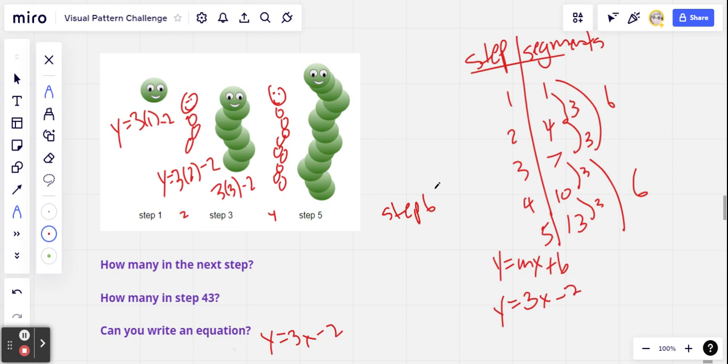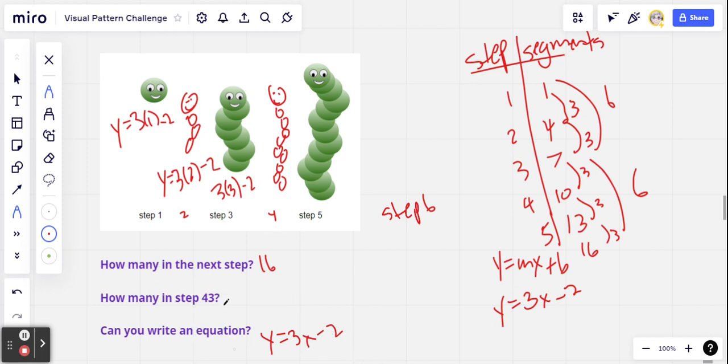Oh, and we didn't even think about step 6 yet. Step 5, well, we had 13 in step 5, and it looks like we're adding 3 each time. So 3 more for step 6 would be 16. Would you agree with that? So I'm going to predict 16 for step 6. If we put 6 in for x here, 3 times 6 would be 18, minus 2 would be 16. So it checks out with our equation as well.